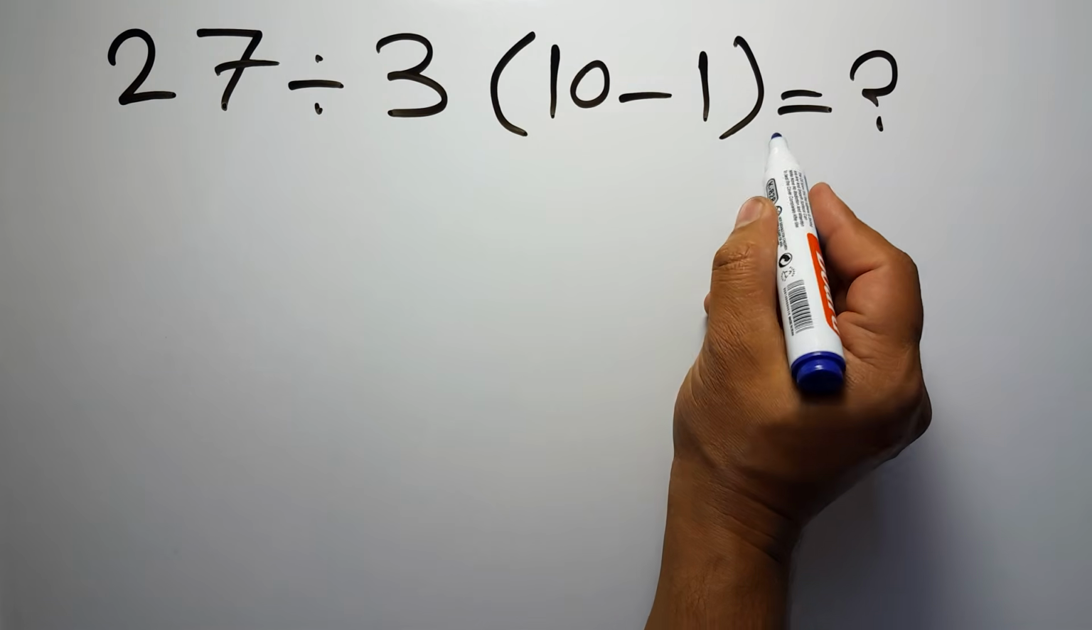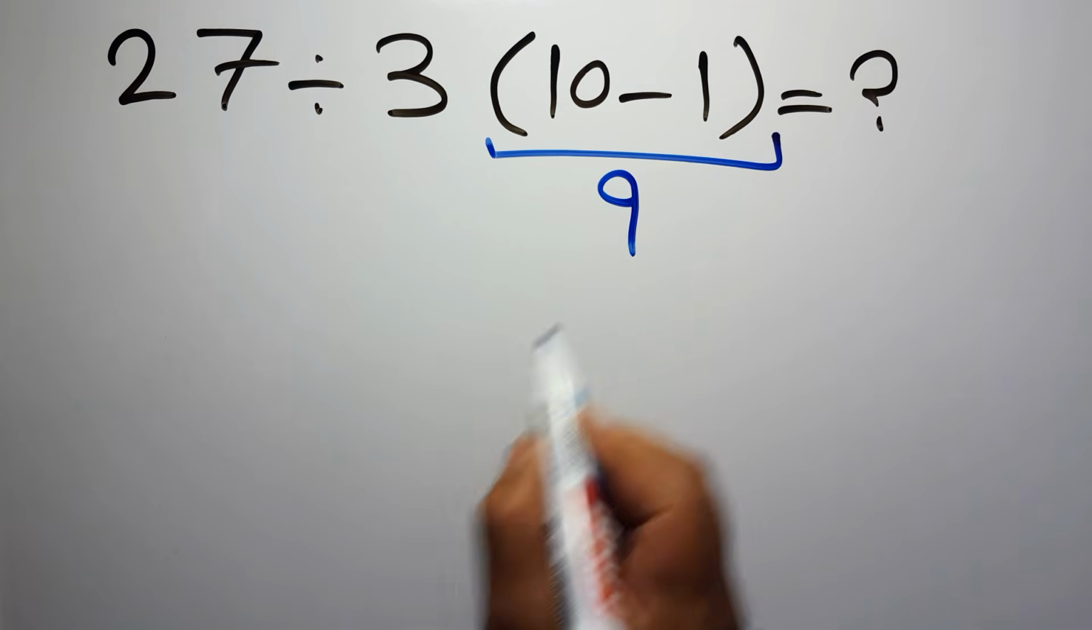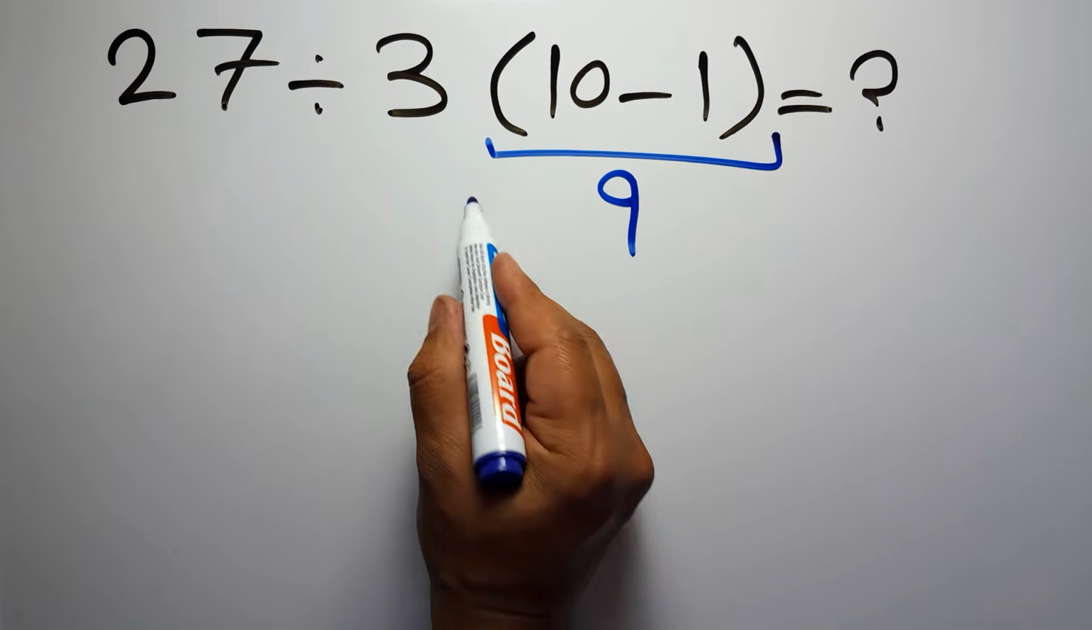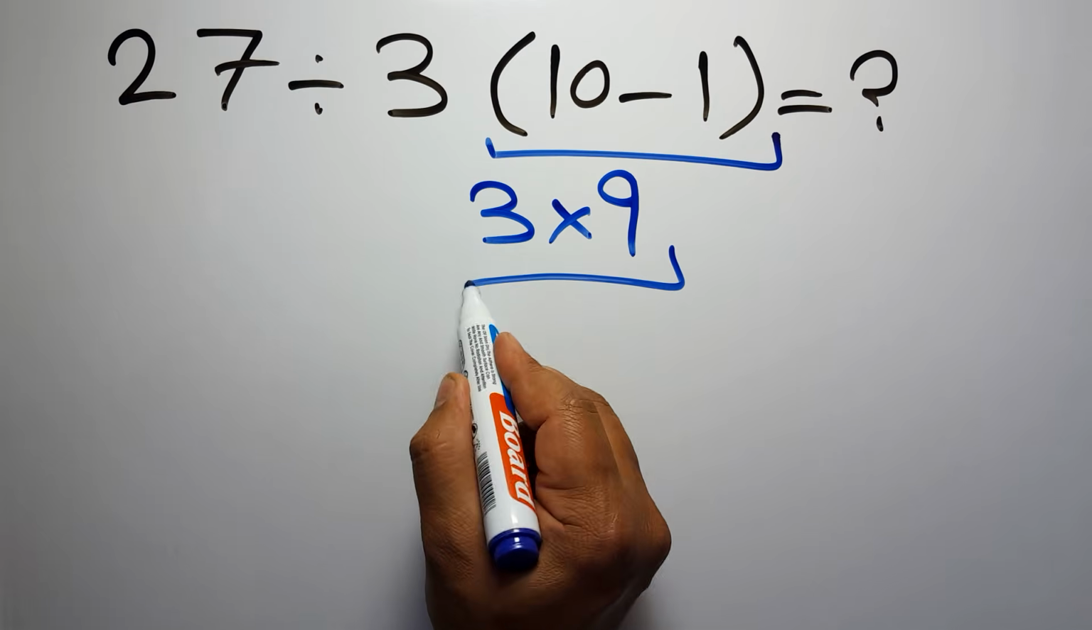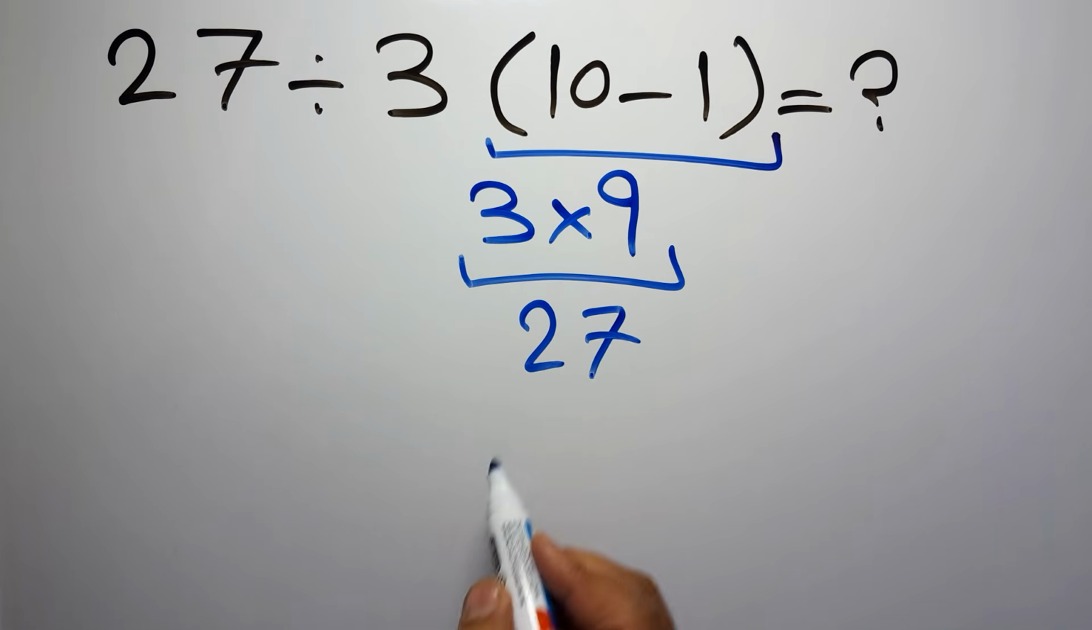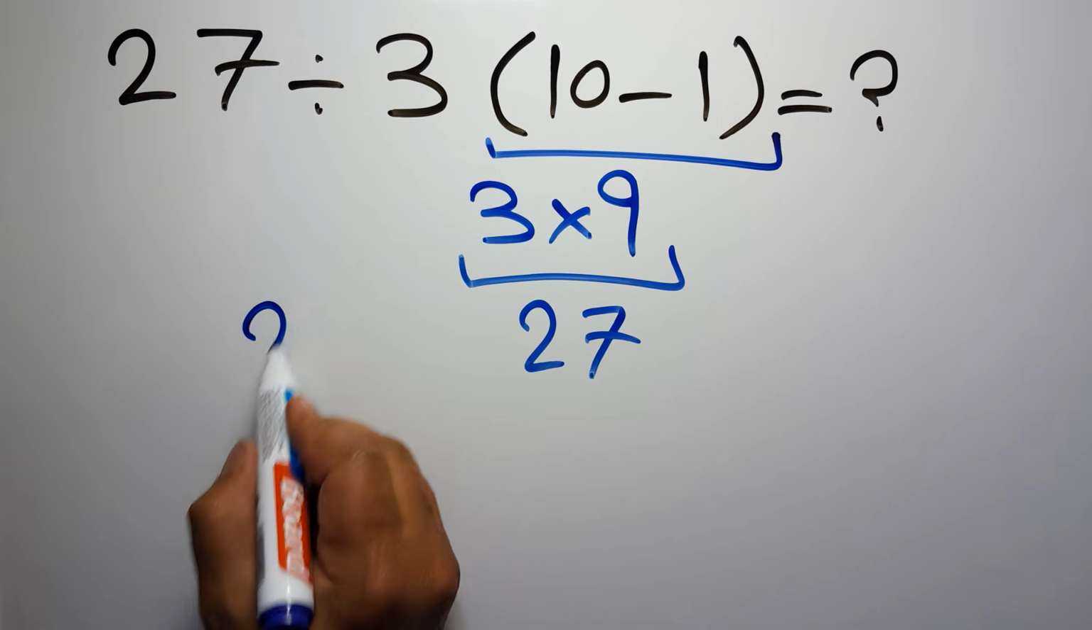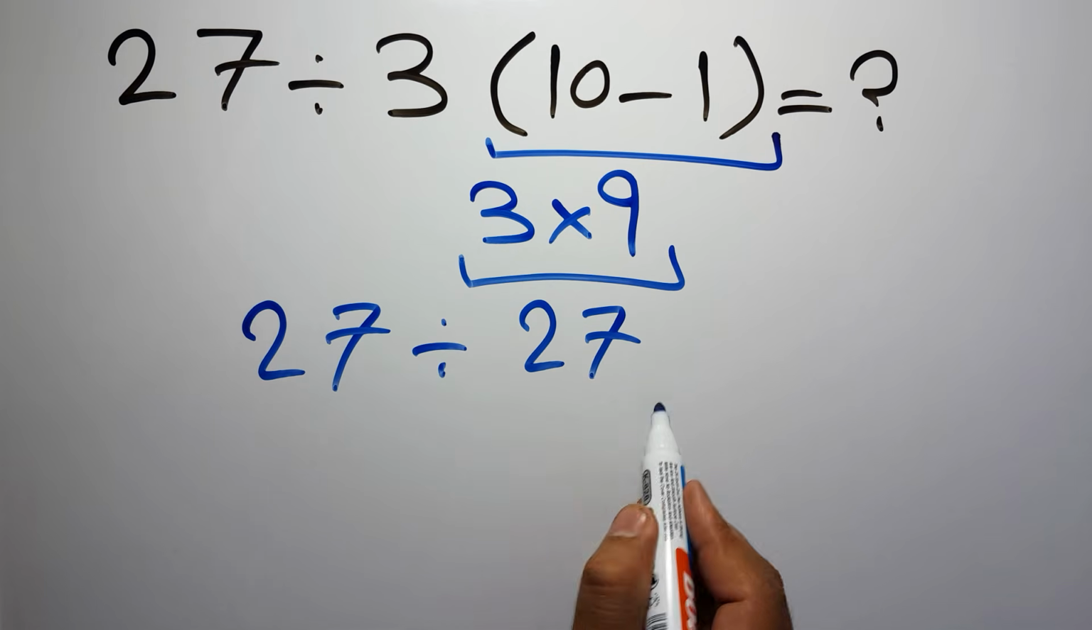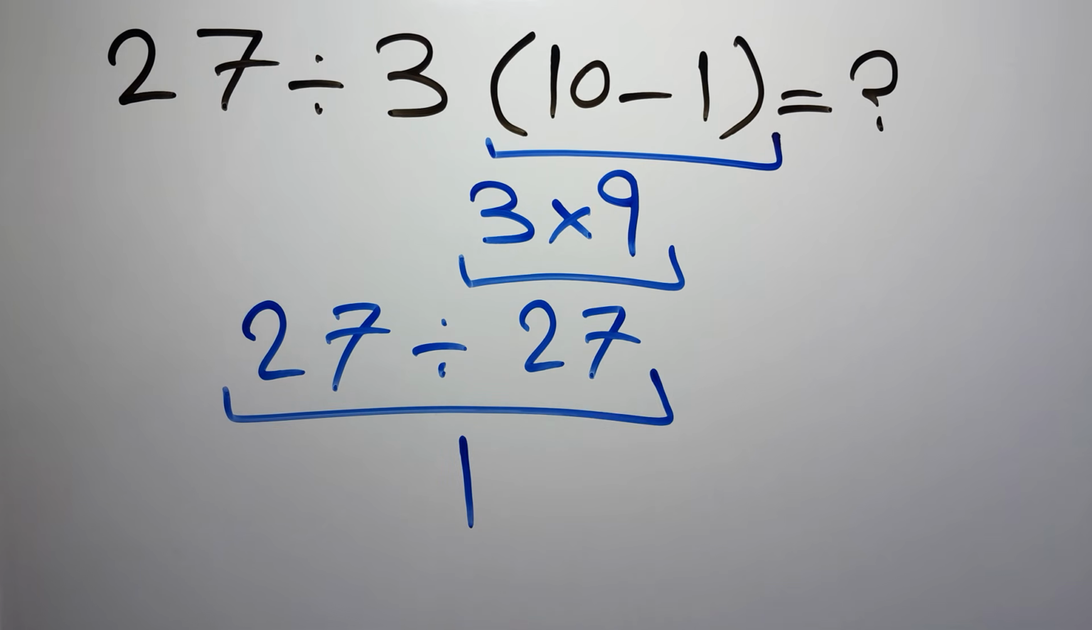10 minus 1 gives us 9. And 3 times 9 equals 27. So 27 divided by 27 is just 1. But this answer is not correct.